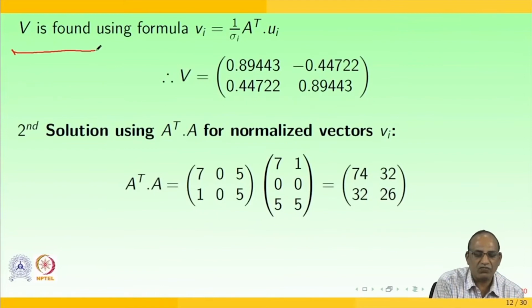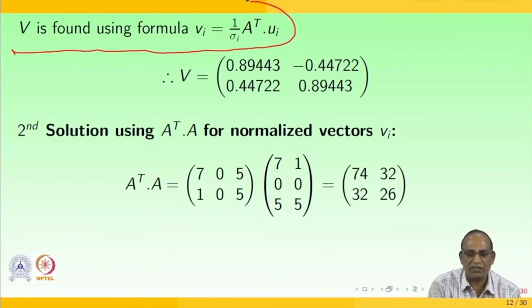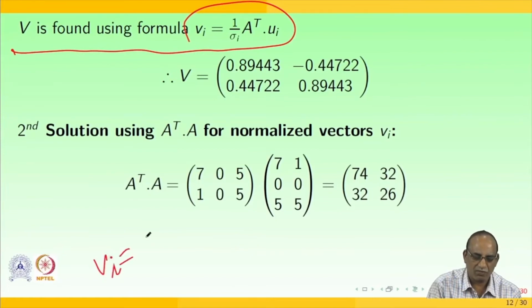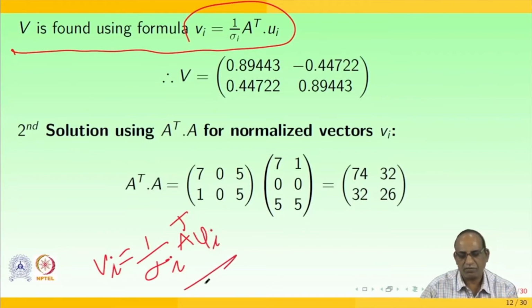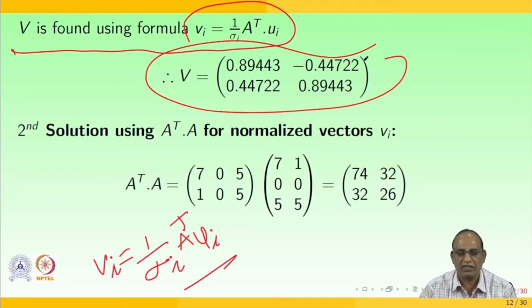So V is found using the formula Vi is equal to 1 over sigma i times A transpose Ui, where V is equal to this matrix, that is 0.89443, 0.44722, 0.44722, 0.89443.